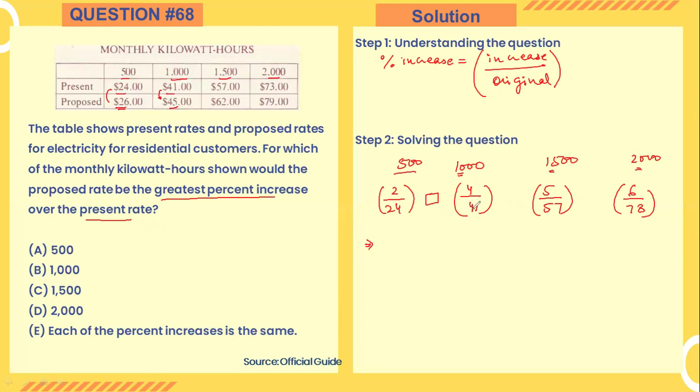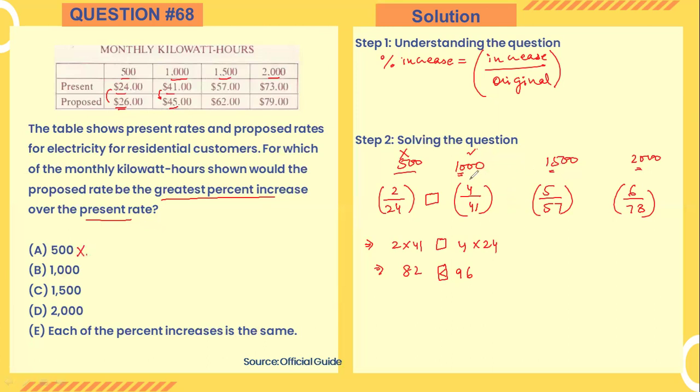The cross multiply. So it will be 2 times 41. 41 goes on the left hand side, and whatever the inequality is, both the quantities are positive, so the inequality will not change. 24 will go to the right hand side. So 4 times 24. So what is this? That is 82, and this is going to be 96. Right. So that means the second ratio is greater. That means the first option we have eliminated. Out of these two, the greater percentage increase is of option 1000 kilowatt hours. That means option A can be eliminated easily.